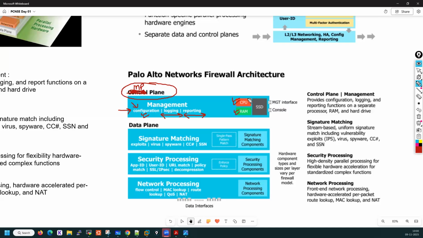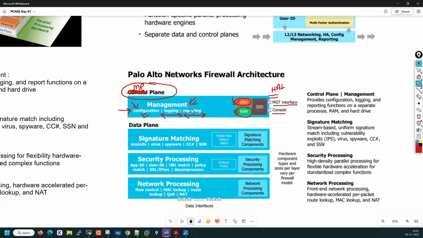And guys, if you see, it has a dedicated CPU, dedicated RAM, dedicated SSD hard disk, dedicated management interface, dedicated console port, and also a dedicated HA1 interface, your high availability one. There are HA1, HA2, and HA3 interfaces, which I'll cover in your HA class. But the HA interface is also a part of your management plane only. So what is the task of the management plane? Configuration management, reporting, and logging. Those three tasks are done by the management plane.